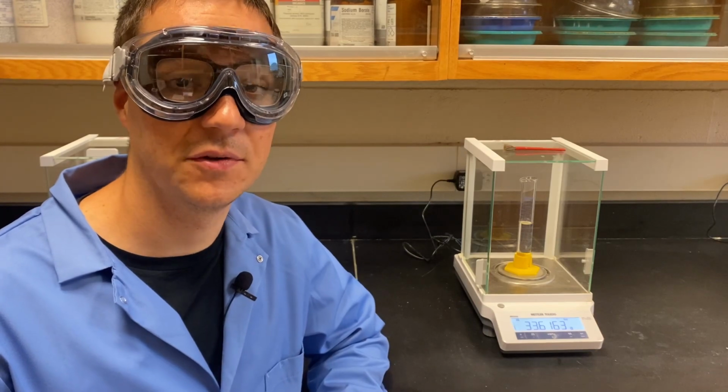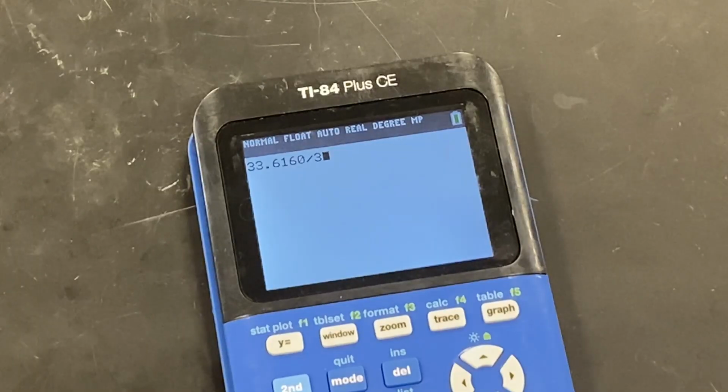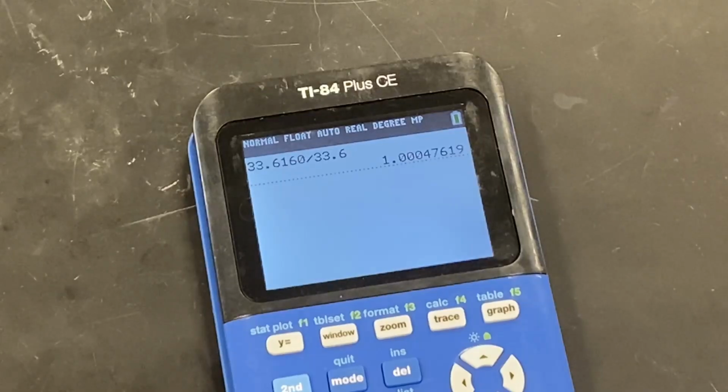Here I can see my 33.6 milliliters has a mass of 33.6160. I want to know the density, so I'll divide my mass by my volume. I still need to report my density with the correct significant figures. The calculator will list as many decimal places as it can, but that doesn't mean they're significant. We'll talk more about sig-fig rules and calculations, but in this case, since my volume only had 3 significant figures, my density can only have 3 as well.